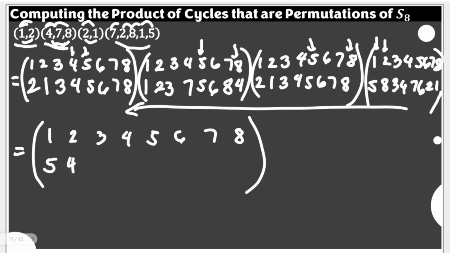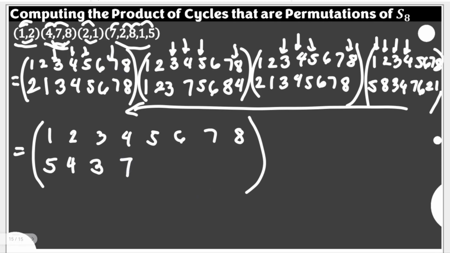Next, 3 is mapped to 3 throughout, and of course 3 is still mapped to 3. How about 4? 4 is mapped to 4, 4 is mapped to 4, 4 is mapped to 7, and 7 is mapped to 7.